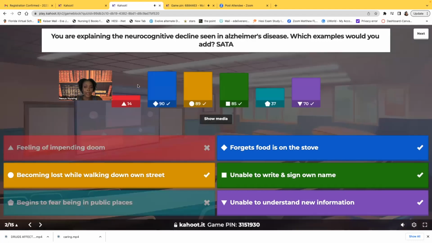Okay, let's talk about it. So, Alzheimer's is a type of dementia, okay? And neurocognitive decline, just break down that word. When you see these big words, don't let them scare you. Just think about it. Neuro, brain. Cognitive, cognition, how you think. Okay? So, what signs and symptoms would we expect to see? Let's go through each of them. The feeling of impending doom, no. When a patient has a feeling of impending doom, they have that feeling. They don't know what's wrong. They know something's wrong and they feel like they're going to die, right?